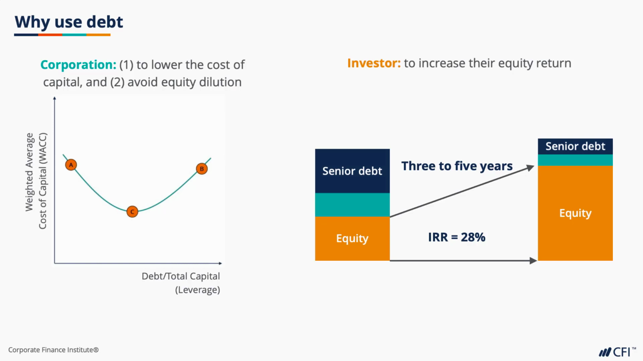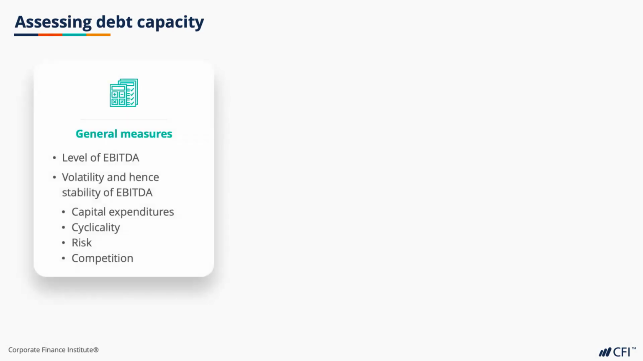Because the debt was repaid, the equity piece grows disproportionately. So the equity rate of return is higher. So that's why an investor would borrow money. Just as you would use a mortgage on your home, private equity firms use debt to increase their equity returns. Assessing debt capacity.